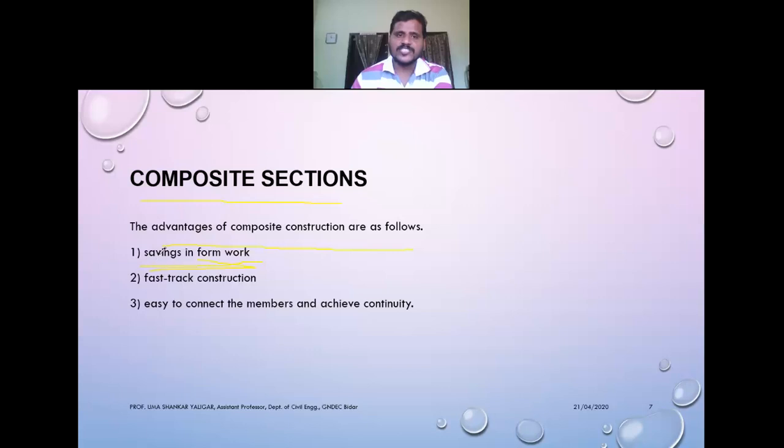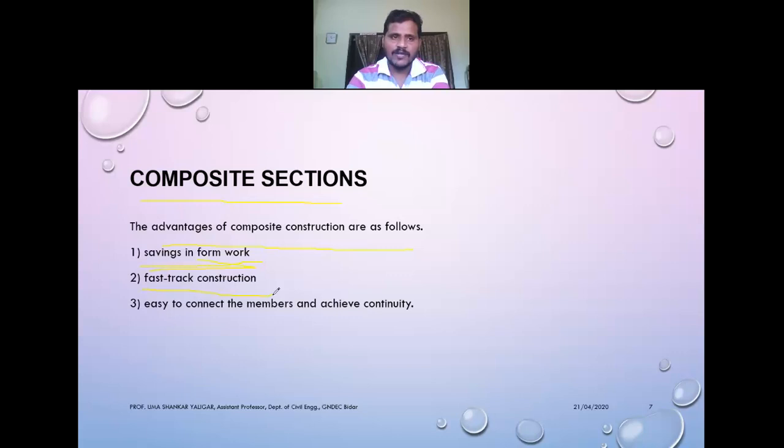And next one is fast track construction. Normally we know whenever we use precast elements, the construction will be very fast, because we are preparing on one side and taking to the other side where it is required and doing the construction. It will reduce the time.